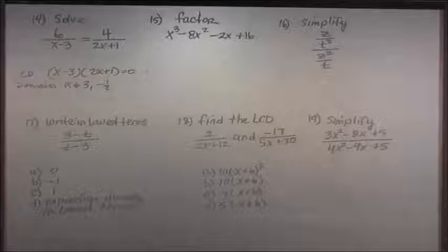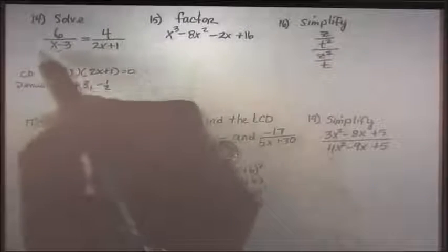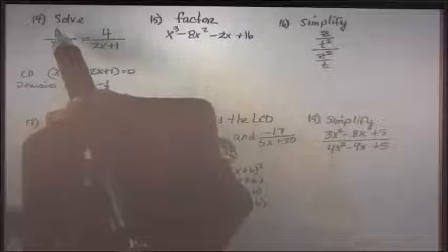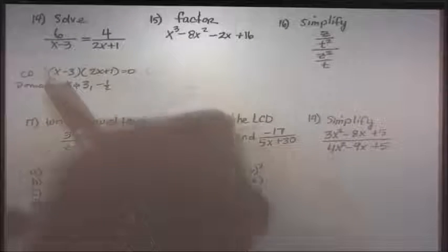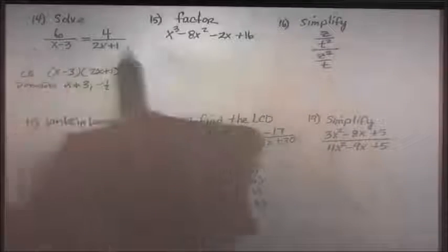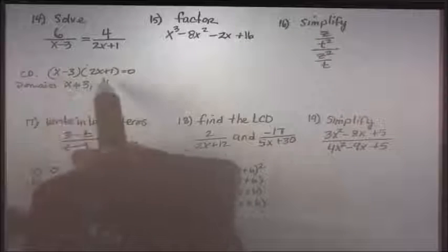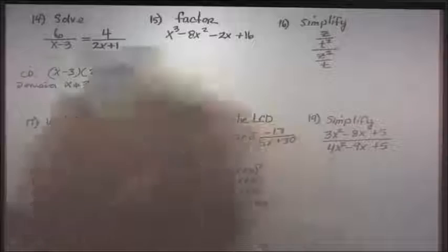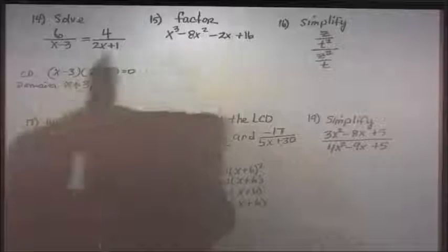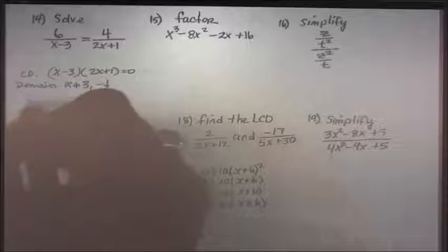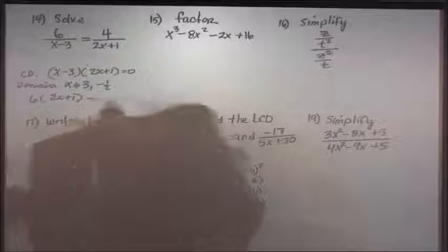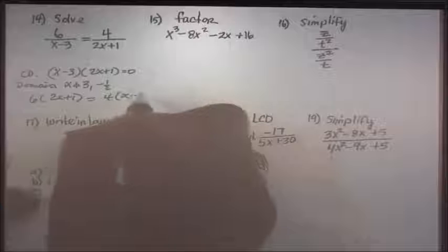Now that we've found what it can't be, now we're going to solve it so we can see what we get. So if you're cross multiplying, this is where you do it. If you're multiplying through by your common denominator, here's our common denominator. You'll write it right next to each term. Either way, I'm just going to bring all my work down here. You'll get 6 times 2x plus 1, do we agree? equals 4 times x minus 3.